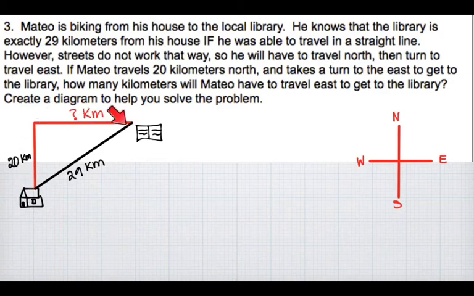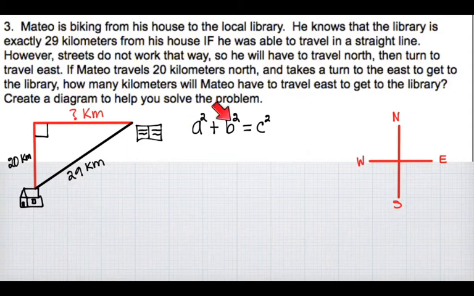Now what I see here is a right triangle, because anytime you go north and then turn east, you create a 90-degree angle. So I see a right triangle, and we're missing this part right here of his travels, which is when he turned east, how many kilometers did he go, right? Well, to do this, since I see a right triangle, I'm going to use the Pythagorean Theorem, which would be a squared plus b squared equals c squared.